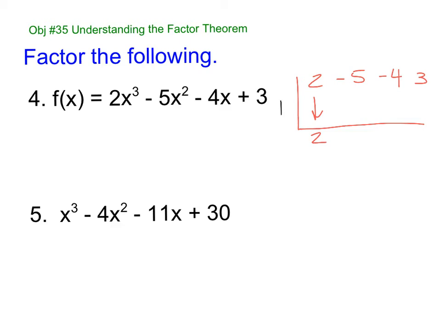All right, 1. So I multiply, I get a 2. Bring that down, negative 3, negative 3, negative 7. That's definitely not going to work. I'm not even going to finish the problem.